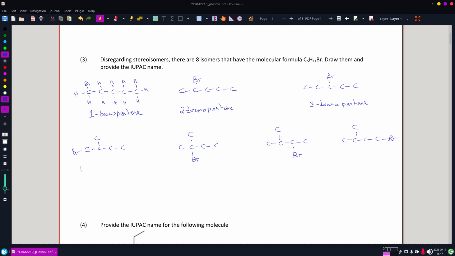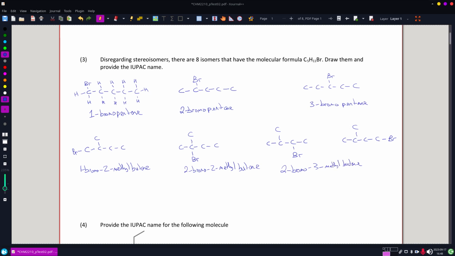This one would be 1-bromo-2-methylbutane. This would be 2-bromo-2-methylbutane. I have to start numbering backwards now, so that's 2-bromo-3-methylbutane, and this would be 1-bromo-3-methylbutane.